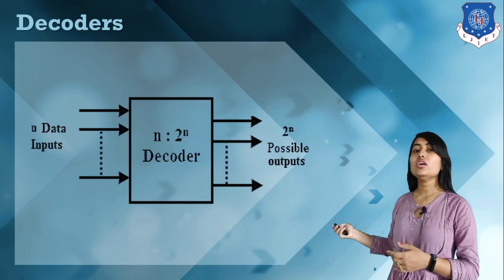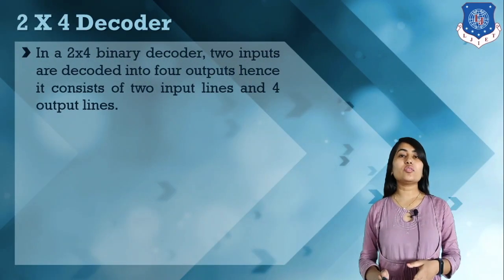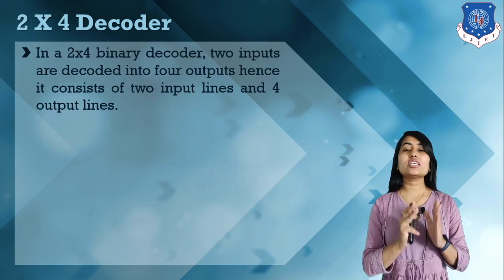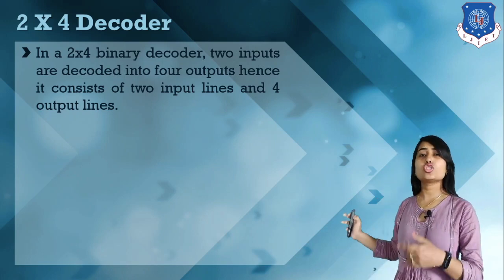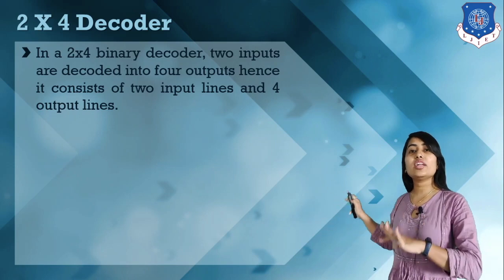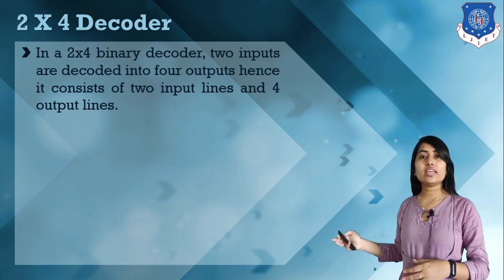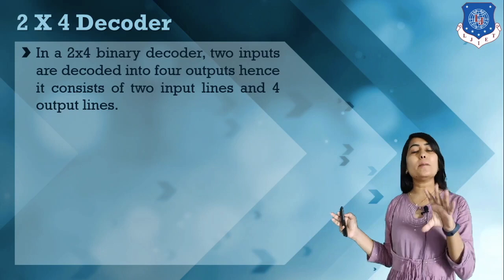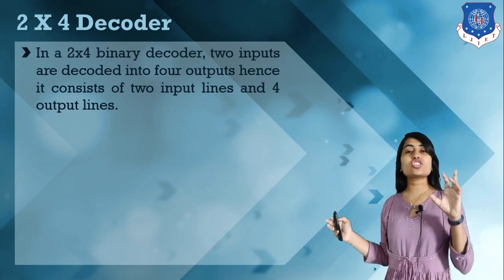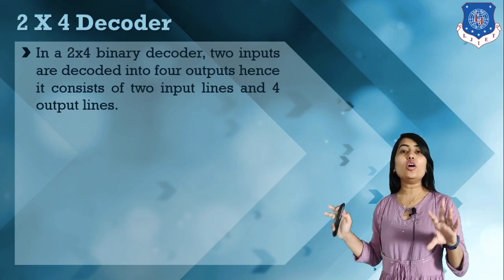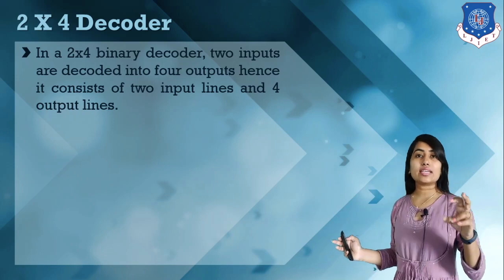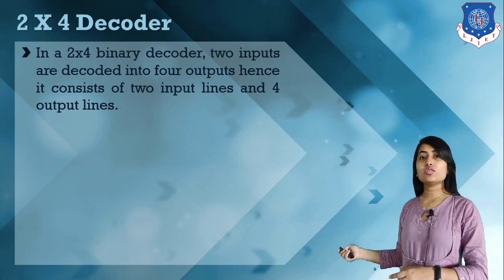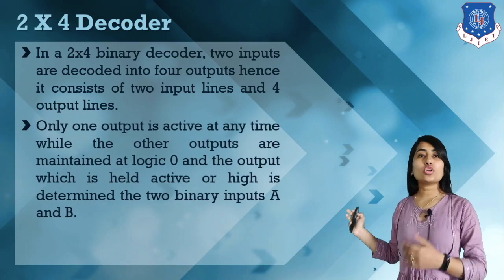Here we have first a 2x4 decoder. That means we have 2 input lines, and these 2 input lines are converted into 4 output lines. That means 2 bits of data are converted into 4 bits of data. According to the combination of input lines, any one of the output lines is active. So here we have a 2x4 decoder.